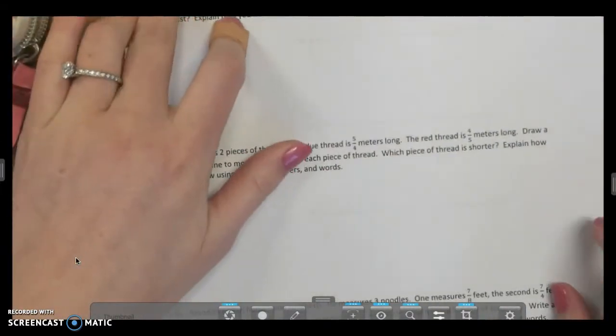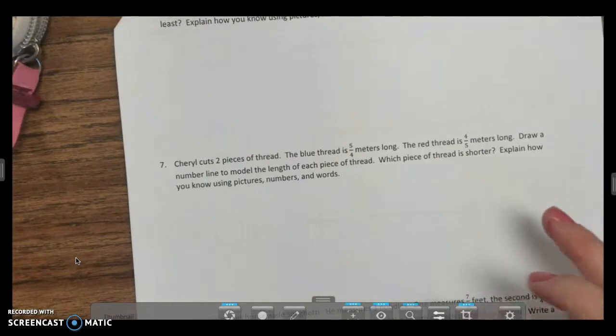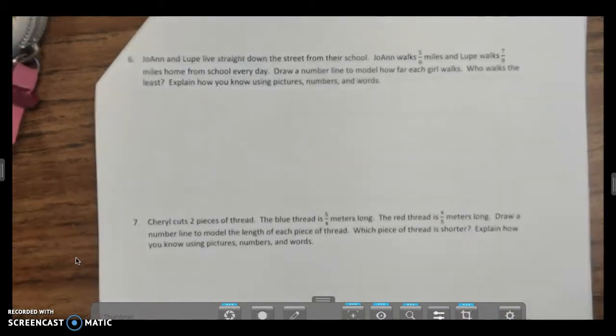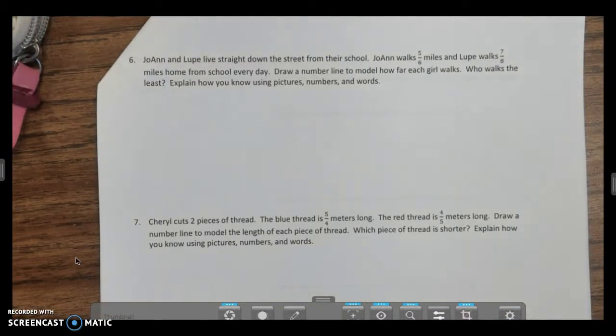Number 6, I have Joanne and Lupe live straight down the street from their school. Joanne walks 5/6 miles and Lupe walks 7/8 miles home from school every day. Draw a number line to model how far each girl walks. Who walks the least? Explain how you know using pictures, numbers, and words.